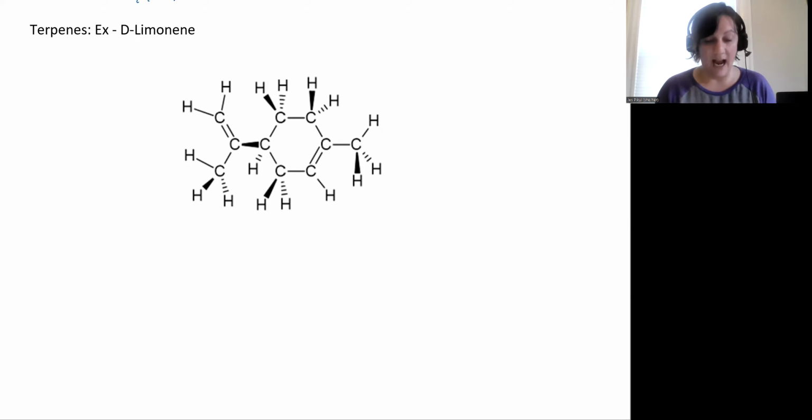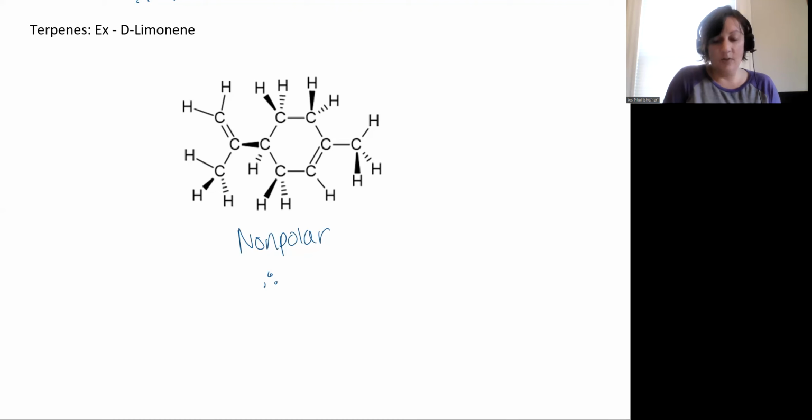And so when I look at this, I don't have any polar bonds and I don't have any hydrogen interactions possible because I don't have OH, NH, or FH bonds in it. So the only thing I have here is nonpolar bonds. So that means this is only going to be soluble in fats and oils.